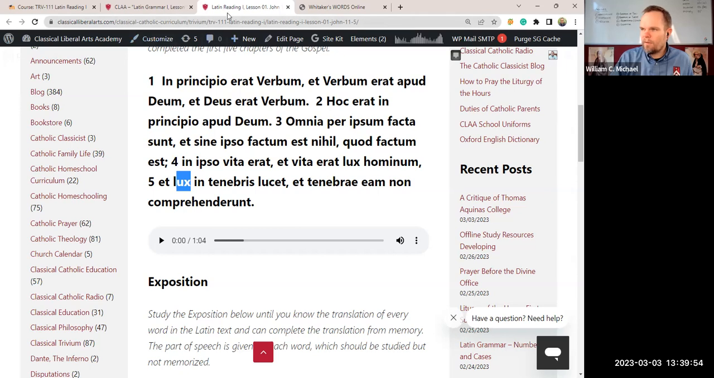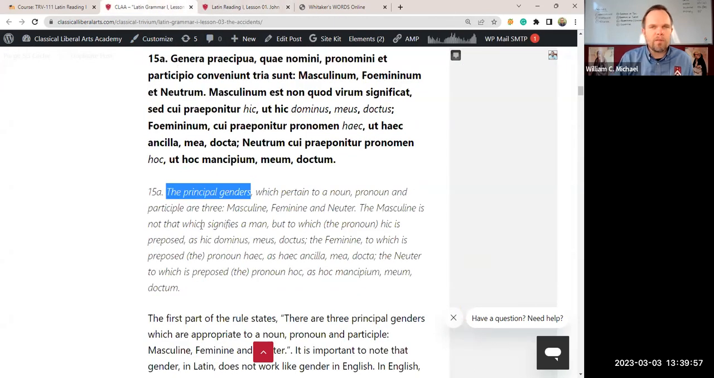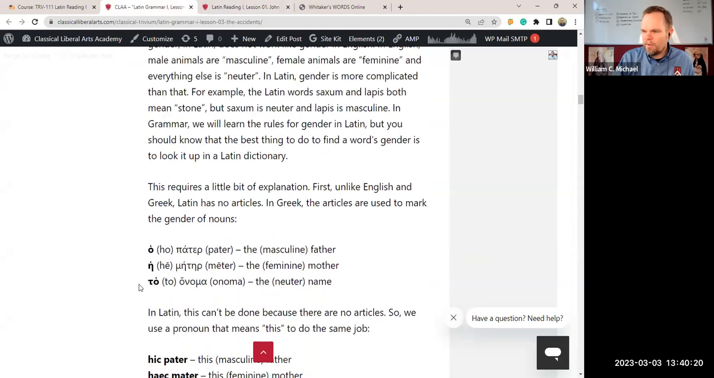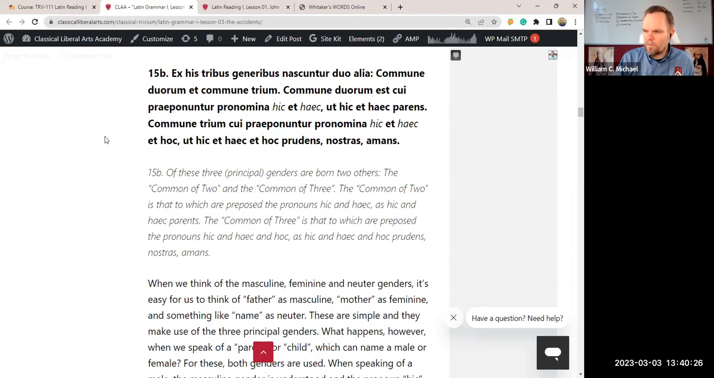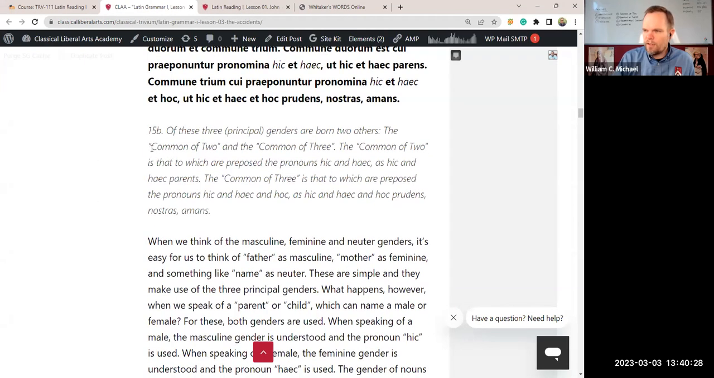We understand how the different words are formed and that they all have to agree and have the same gender, okay? And again, you're going to study this more and more in Latin grammar, so you don't have to master it all here. I just want to explain why gender is so important in Latin, why we don't talk about it much in English, but we talk about it constantly in Latin. So there are three principal genders: masculine, feminine, and neuter. And then there's a bunch of genders that come from these. This starts in the second part of Rule 15. We learn of two other genders. One is called common of two, and one is called common of three.